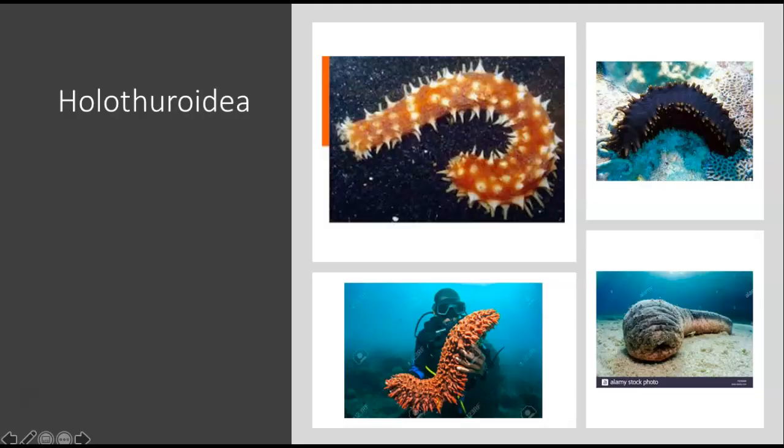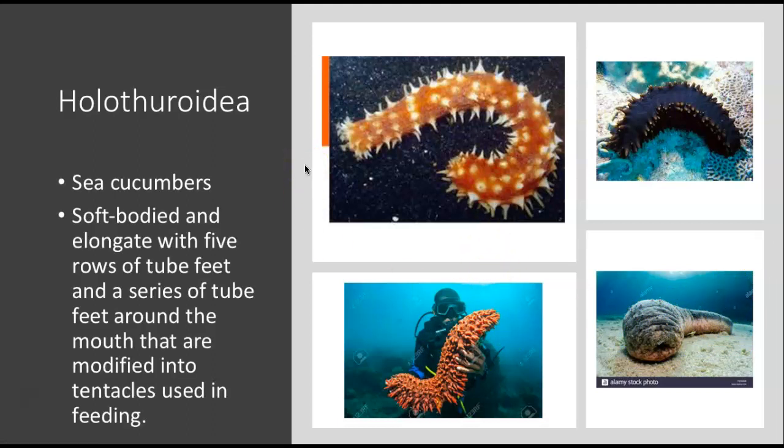Really, really interesting. Here is the Holothuroidea, which are your sea cucumbers. Yeah, it looks like a big poop laying on the ground, but they are living organisms. They're soft-bodied. You can pick them up. If you've ever been scuba diving, I have. Pick them up, and they're really just these small, squishy sacs. Kind of interesting feeling. And they are elongate, and they do have 5 rows of tube feet because they have pentaradial symmetry. And they have a series of tube feet around the mouth that are modified into tentacles that they use for feeding.